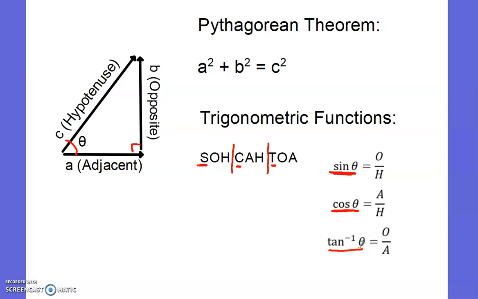And the tangent function is the opposite over the adjacent. Now that I'm looking at this, I apologize. This should actually be written as the angle equals the inverse tangent of the opposite over the adjacent. So it simply means to undo the tangent function. I will show you that a little bit later on.